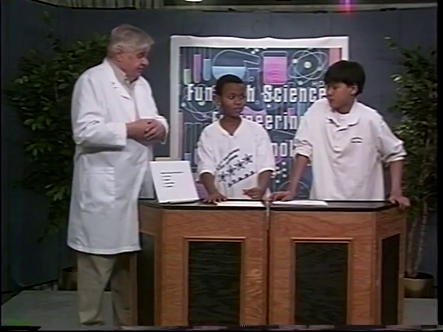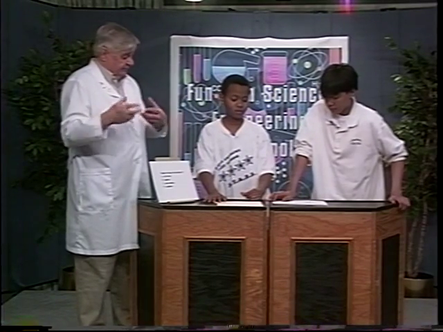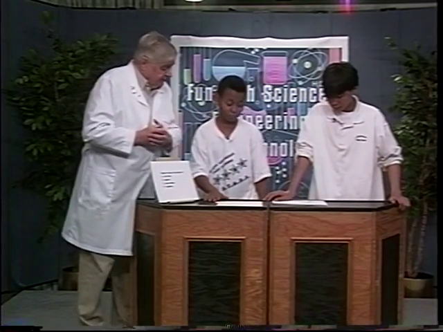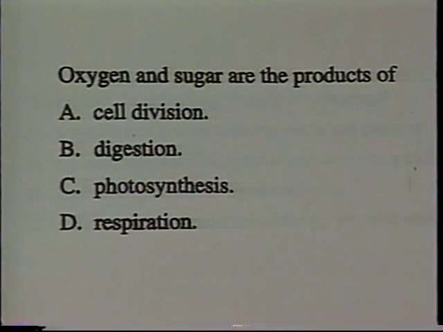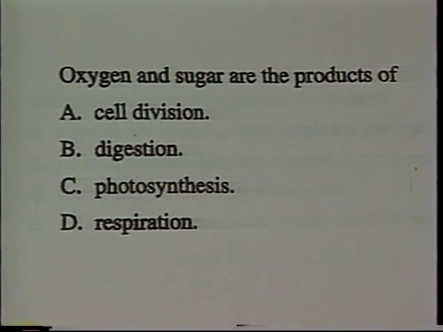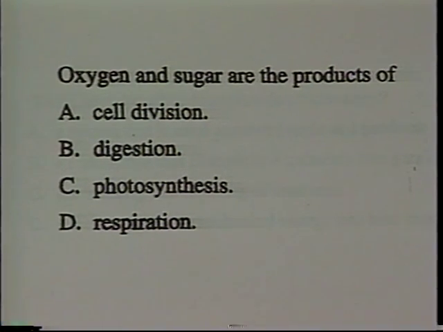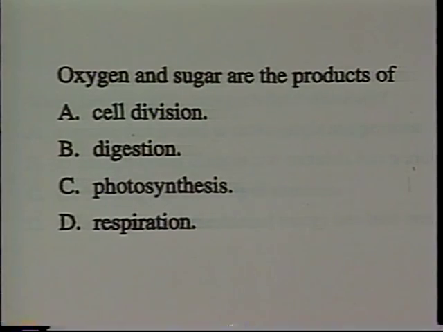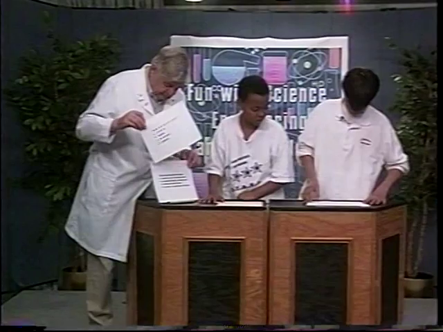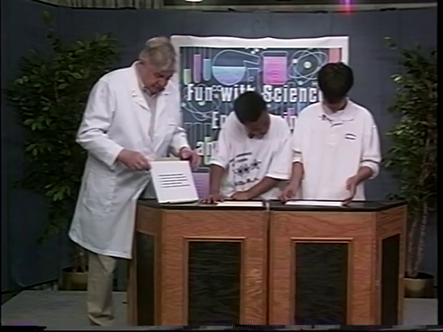Right. Cell division is how the cells multiply, or reproduce themselves. Digestion is using the food, turning the food back into energy again. And respiration is breathing, and the plants do that too because they have little holes underneath the leaves. So the answer to this question, everybody knows, is C, photosynthesis. We can sort of eliminate all the others. All right, what's the next question?